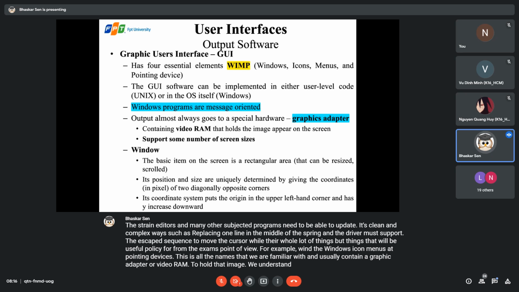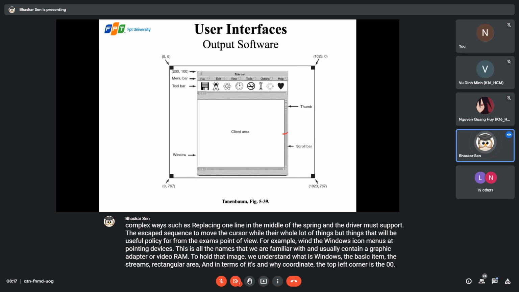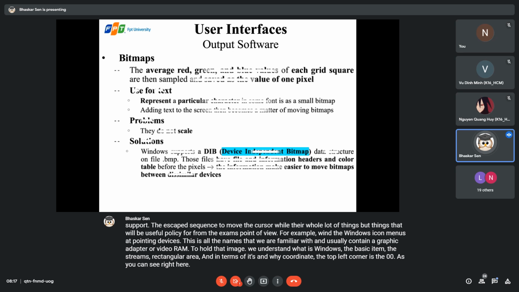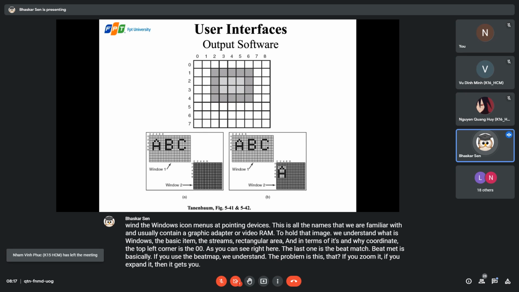We understand what Windows is. The basic item is the screen's rectangular area, and in terms of X and Y coordinates, the top left corner is 0,0, as you can see right here. The last one is the bitmap. If you use a bitmap, the problem is that if you zoom or expand it, or raise the font size, it gets pretty much pixelated.